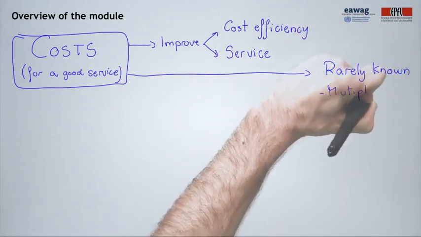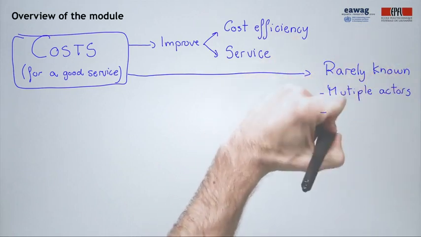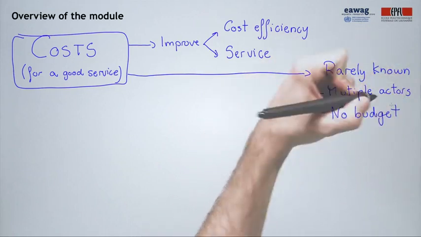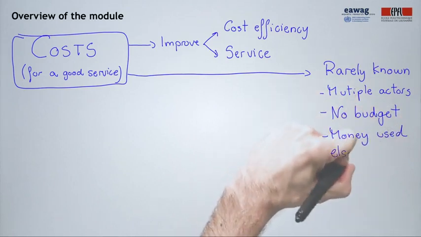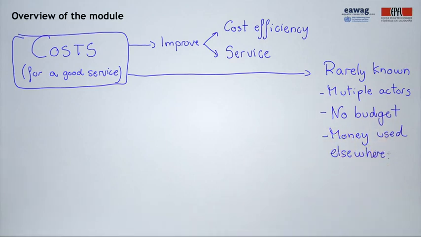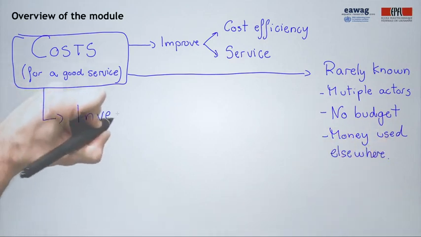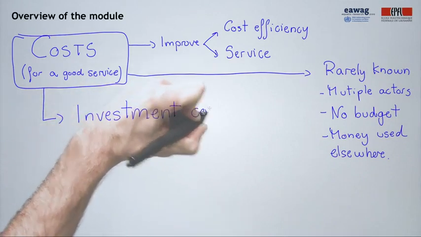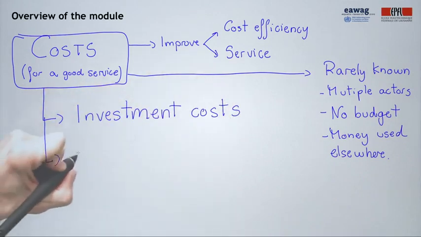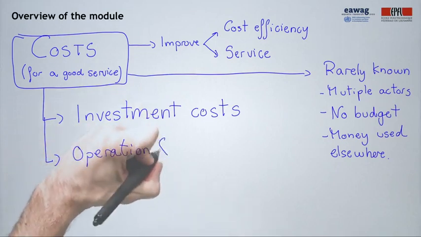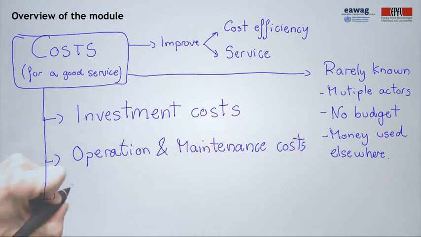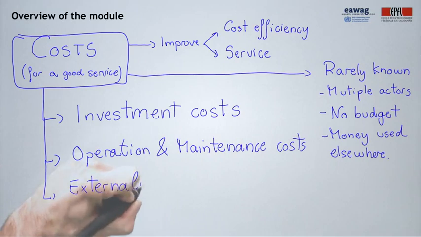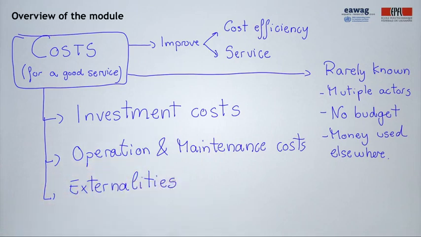Often the costs are shared by multiple actors, or there is not a separate municipal budget for solid waste management and money comes from different sources, or part of the allotted budget is used for other expenses. In any case, in solid waste management, we distinguish two types of costs: investment costs, also called capital costs, and operation and maintenance costs, also called recurrent costs. There are, however, externalities which are often not quantified in economic terms, but are also considered hidden costs.